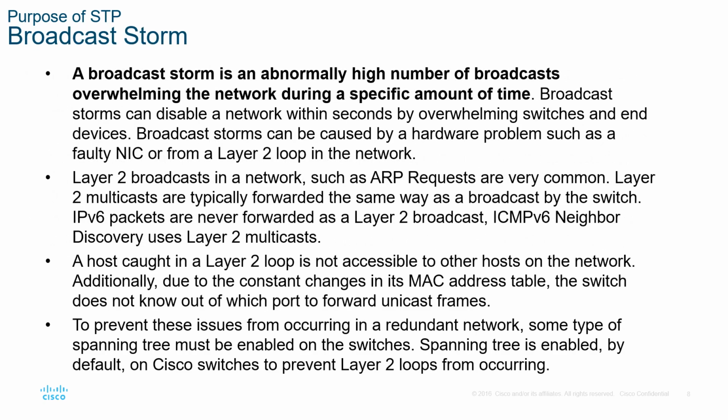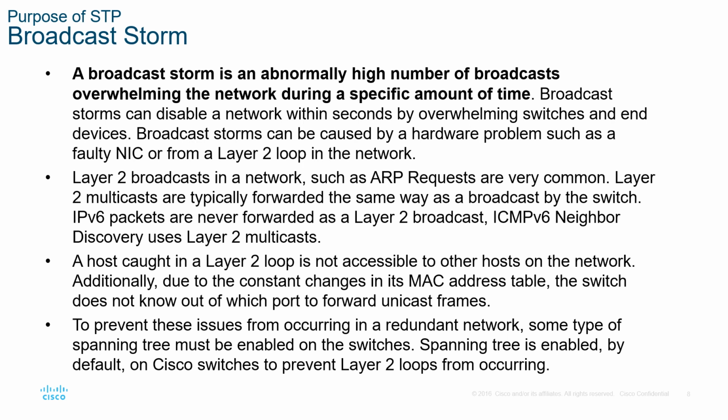When there is a high number of frames looping in the network for an indefinite time, this is what we call a broadcast storm. So what is a broadcast storm? A broadcast storm is an abnormally high number of broadcasts overwhelming the network during a specific amount of time. It can be caused by a hardware problem or a layer 2 loop in the network. So there are two reasons: the hardware problem or a layer 2 loop in the network.